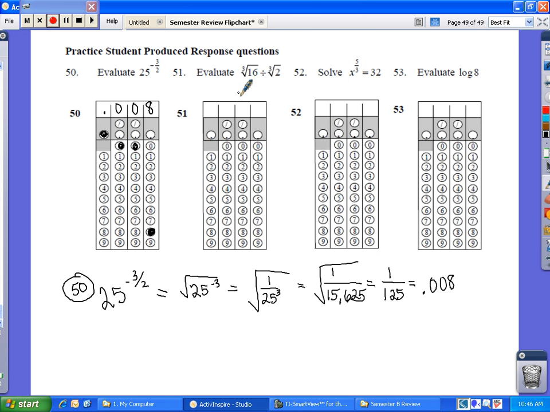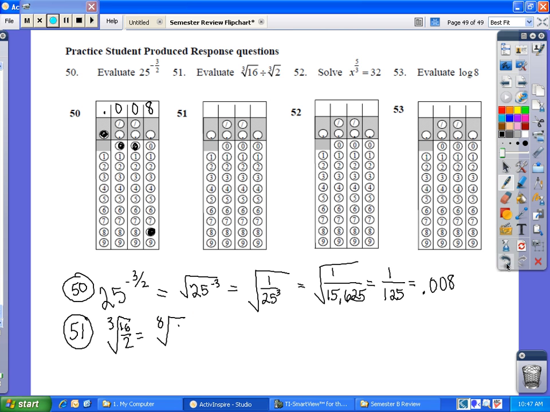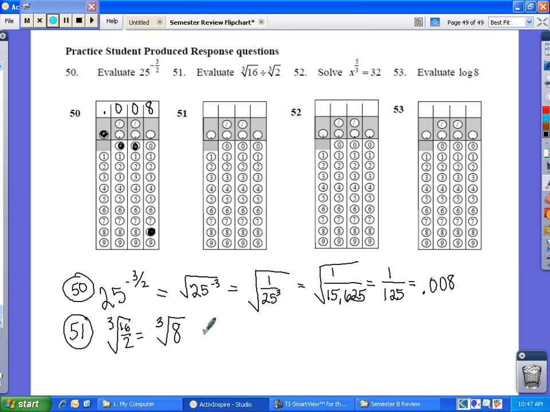For number 51, if you evaluate the cube root of 16 divided by the cube root of 2, since they are both cube roots, you can do the cube root of the whole thing. So the cube root of 16/2. And 16 divided by 2 is 8. Oops, I put the 8 in the wrong place. Sorry about that. The cube root of 8, and the cube root of 8 is 2. So that one's actually easier to evaluate using your rules.